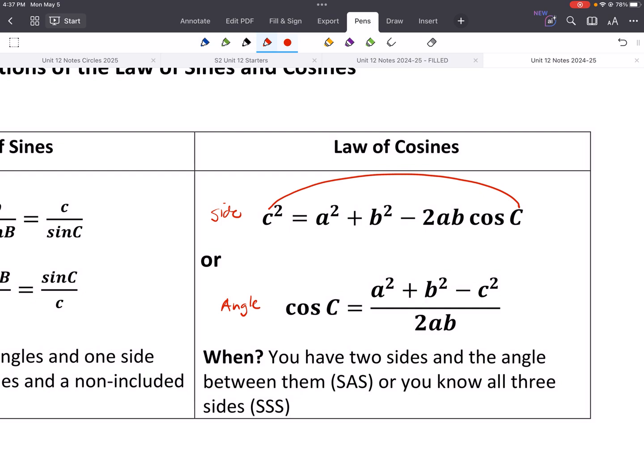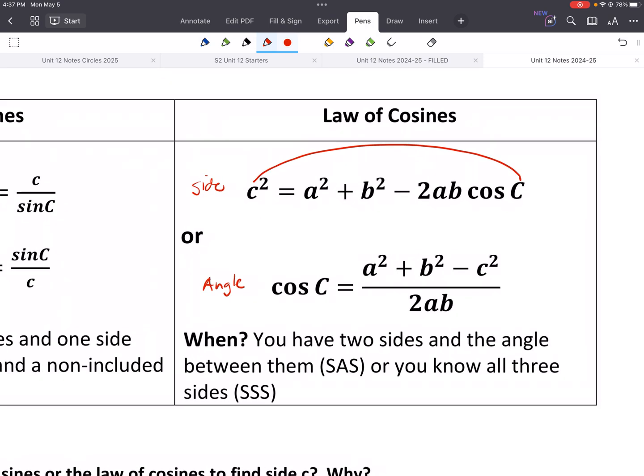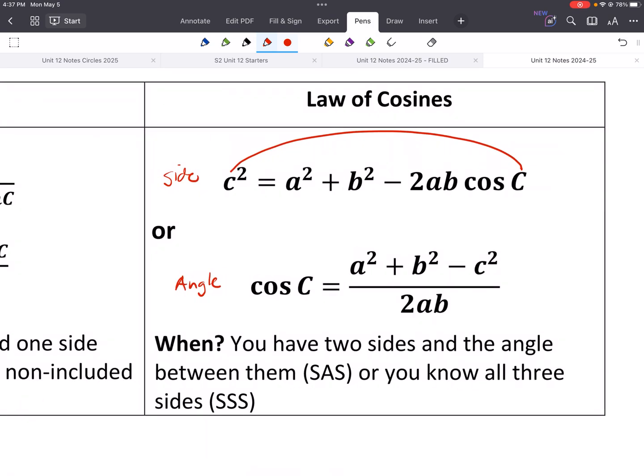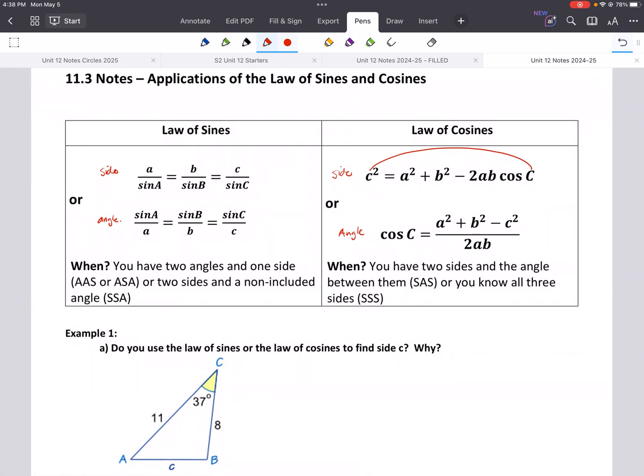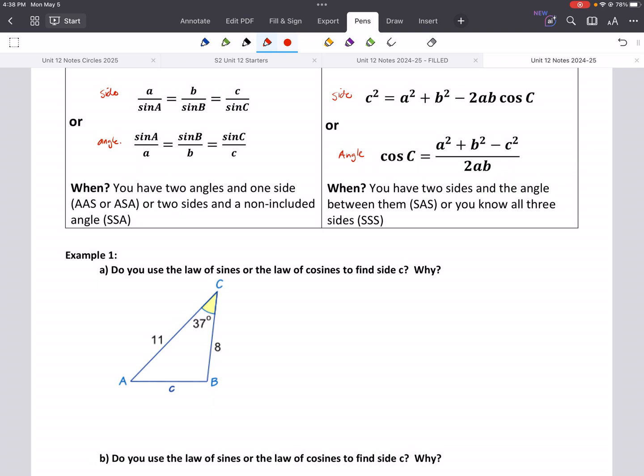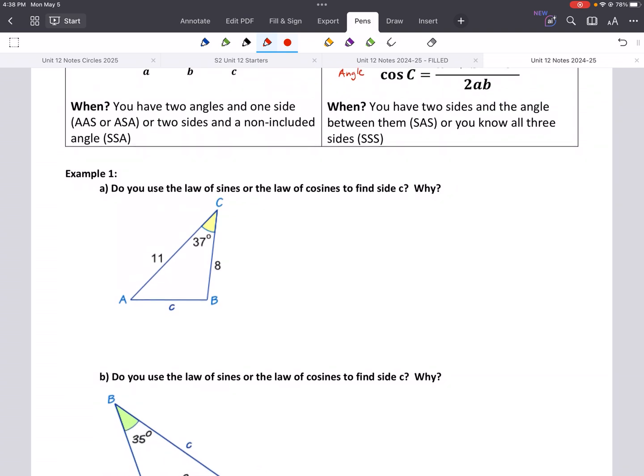Same sort of thing when we're going to find angle C. a and b don't really matter as long as they're the sides that are next to that angle C, so these could be swapped. That's just fine. But c, the side that's opposite of that angle C, has to be the one that we subtract, okay? So we're going to do a couple of those, just in word problem form.